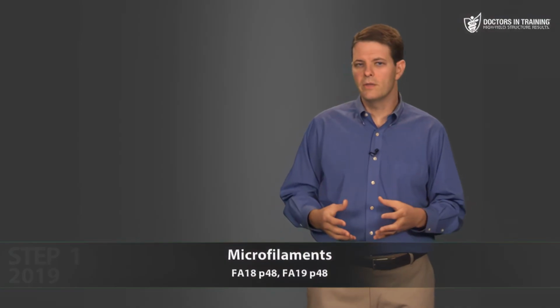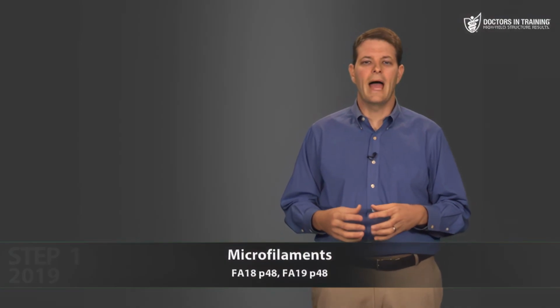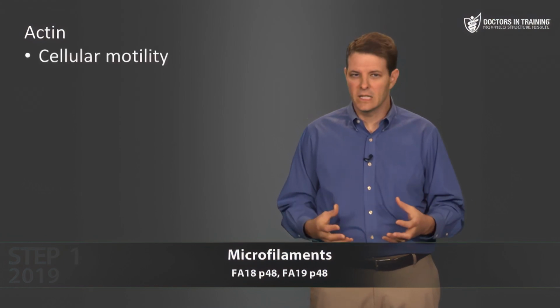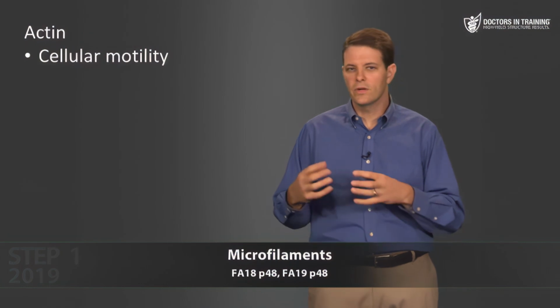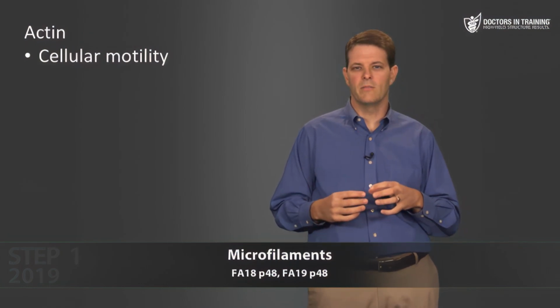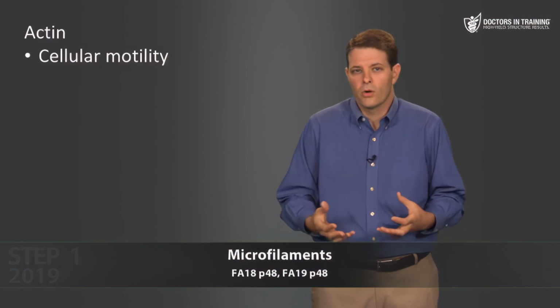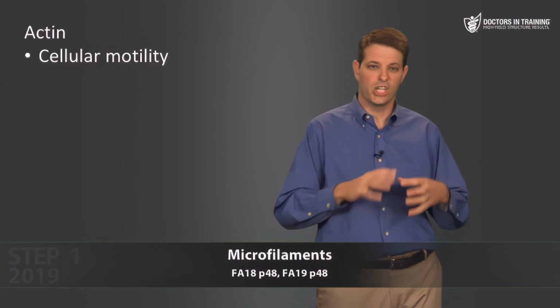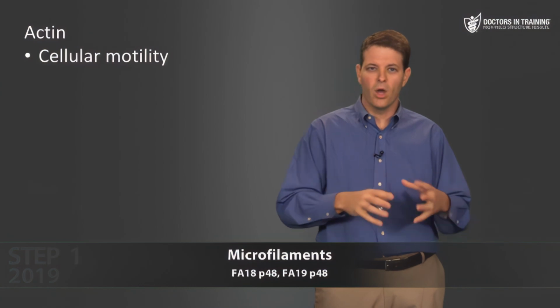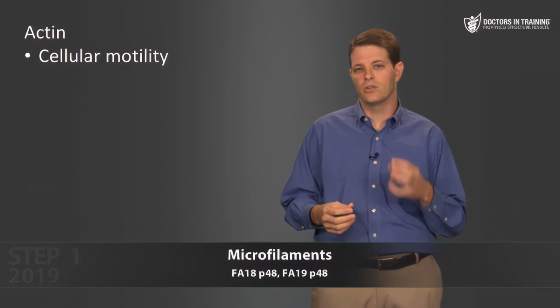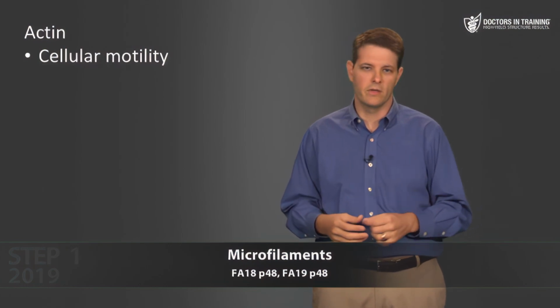Now, microfilaments are made of polymers of a protein called actin. Actin is really important for cellular motility. Whether you're talking about neutrophil chemotaxis or the motility of macrophages, or even the microvilli of the intestinal brush border, or activated platelets that change shape to plug up a bleed. All those kinds of cellular movements are mediated by the growth and contraction of actin microfilaments.